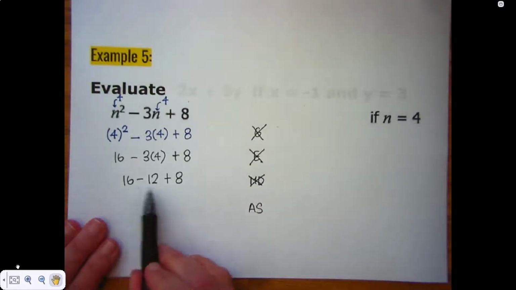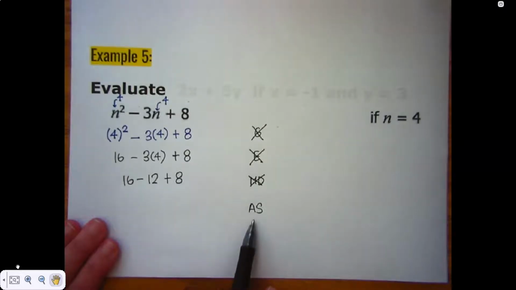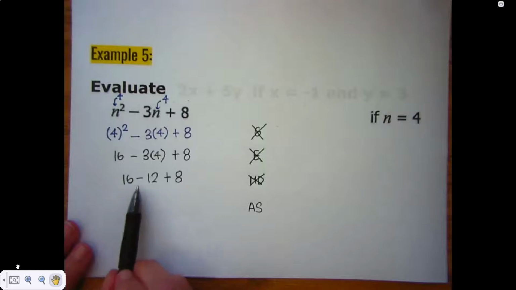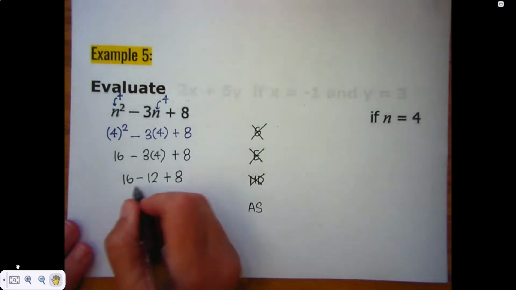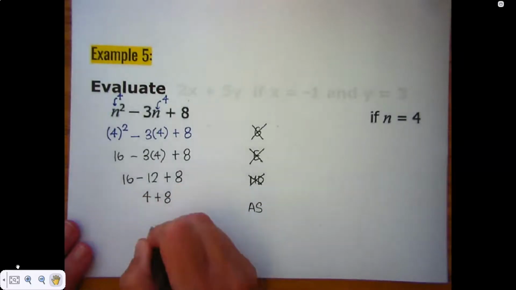So I have 16 minus 12, so there's a subtraction, plus 8. There's an addition. So I have both. So remember what we said before, same priority level. Okay, so which one is first in the problem? So 16 minus 12. The subtraction is first, so I'm going to do that first. So 16 minus 12 is 4. And then 4 plus 8 is 12.